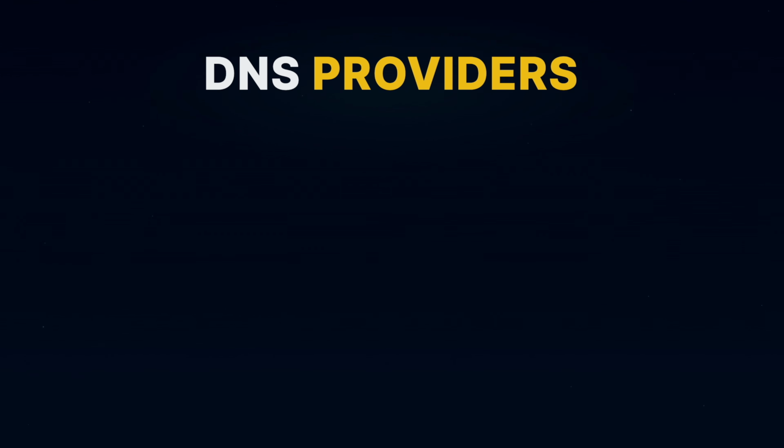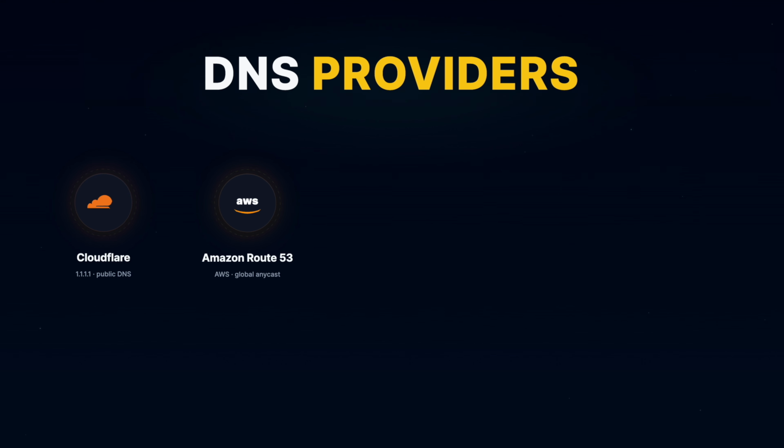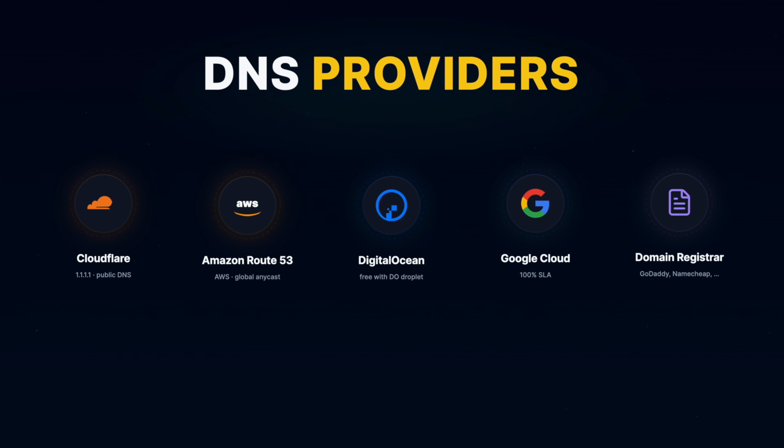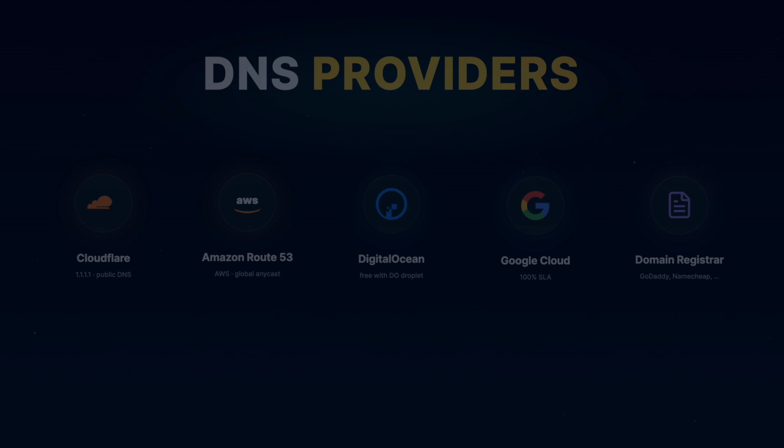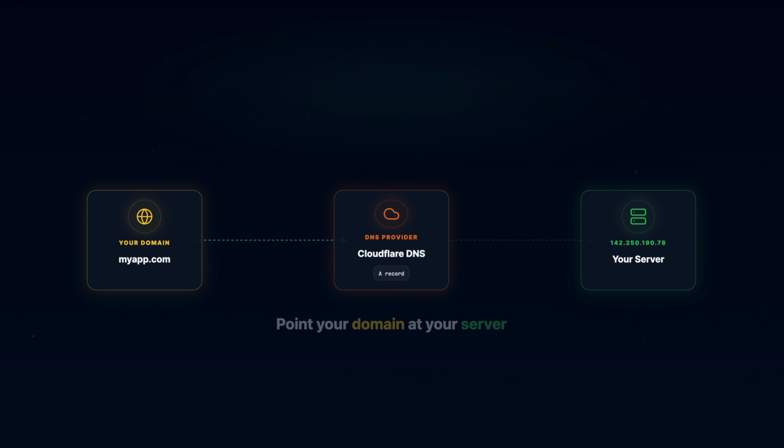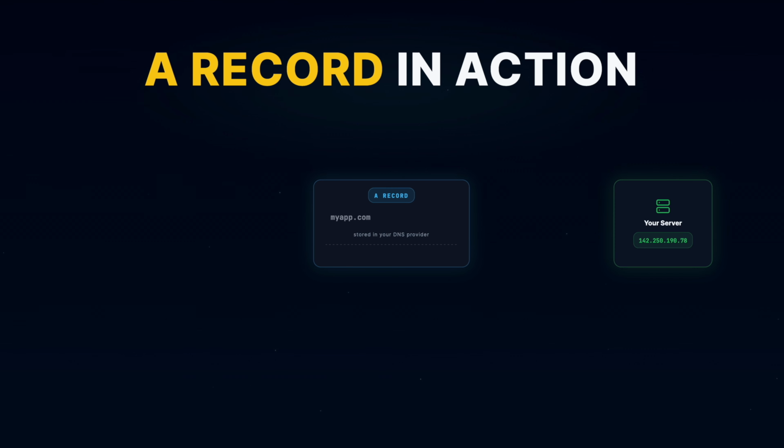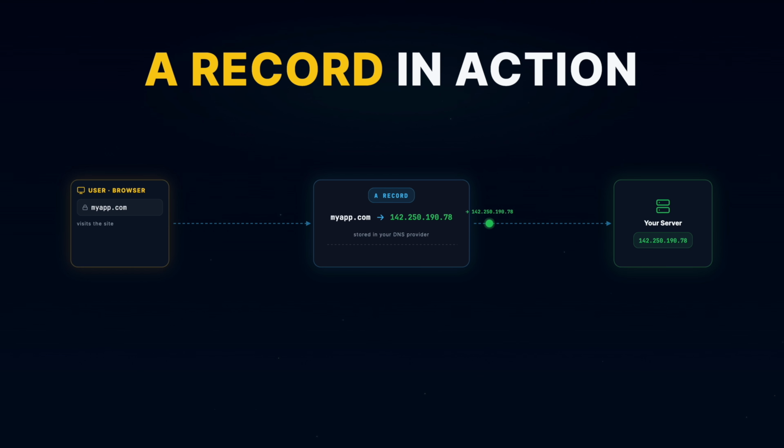In the real world, developers manage DNS records using DNS providers. This could be Cloudflare DNS, Amazon Route 53, DigitalOcean DNS, Google Cloud DNS, or the DNS tools provided by your domain registrar. This is how you point your domain to your server. A common example is an A record. Suppose your server has this IP address. You can create an A record that points myapp.com to that server IP. Now when users visit myapp.com, DNS can tell their browser which server address to use. This is how a domain becomes connected to a real application or website.